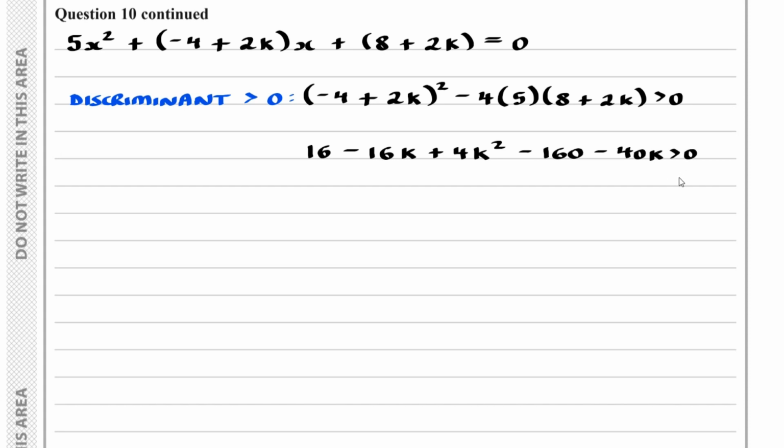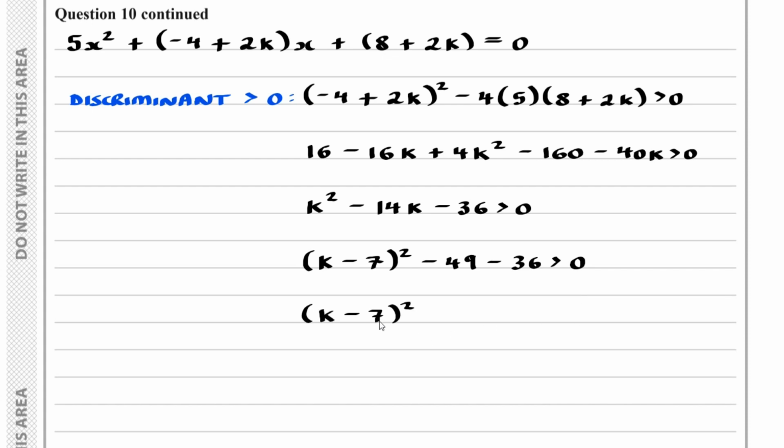This is all greater than 0. And if I simplify this and divide through by 4, we end up with k squared subtract 14k subtract 36 is greater than 0. Let's now attempt to complete the square. I've got k subtract 7 squared subtract the square of 7, which is 49, subtract the 36 being greater than 0. So I've got k subtract 7 squared subtract 85 is greater than 0.